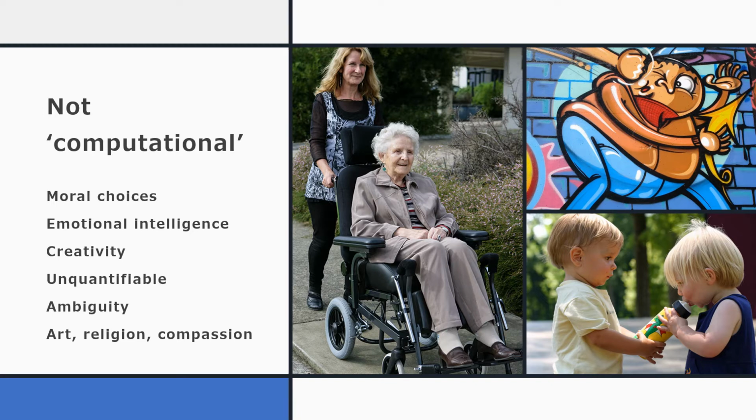Many things that are important in human life are not strictly computational. So we're not trying to imply that being computational is the best thing or is the only thing. For example, when we have to make a moral choice, when we have to understand somebody else's emotion, when we are creative, when we're thinking about things that aren't readily quantifiable or are ambiguous, many of the most important aspects of human life, such as art, spiritual feelings, compassion for each other, these are not computational. So we're not trying to imply that computational is the only important thing.